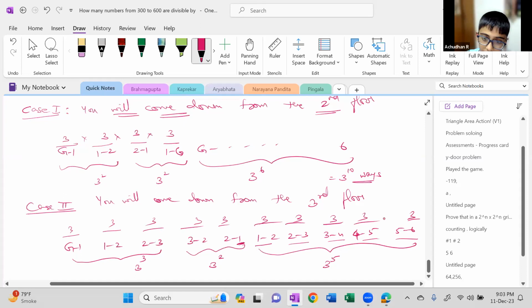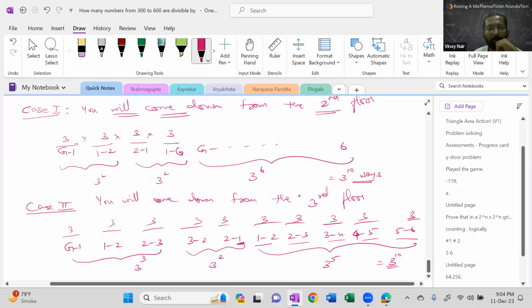Yes, sir. Interestingly, this also comes to 3 power 10 ways. If you think about it clearly, with case 3 and case 4, the answer is 3 power 10 times 4. Case 3 will be going down from the 4th floor, and case 4 will be going down from the 5th floor. What about the next case?